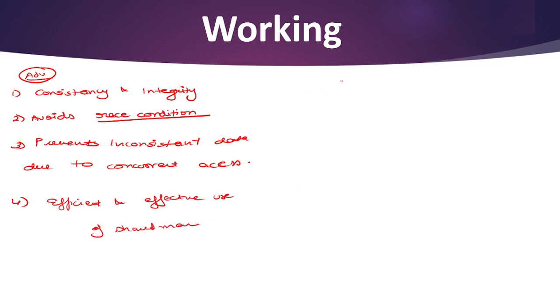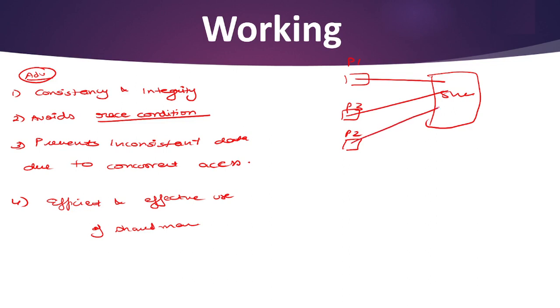Okay, let's take an example for this advantage point. Let's say we have three processes in a queue and all these three processes want the shared memory. If we are not using process synchronization for these three processes, then all these three processes will request the shared memory at the same time.